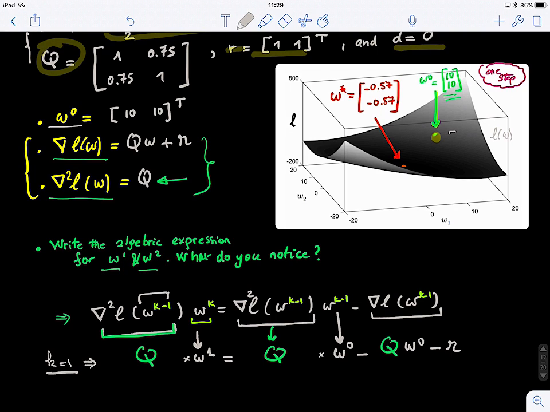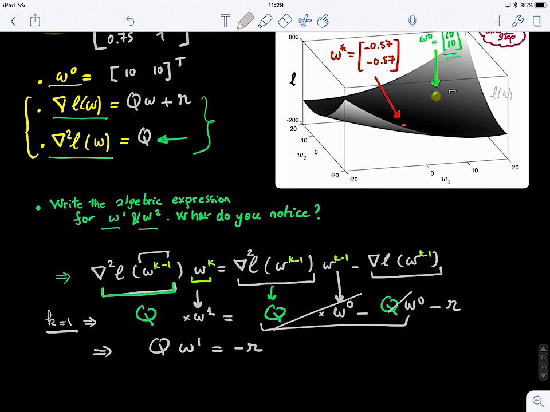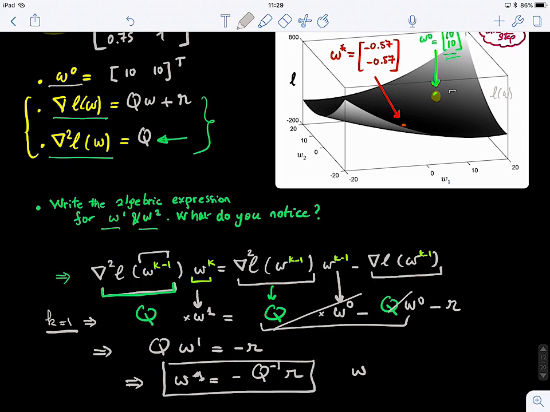So now these terms are equal. What do we have then? We have QW1 equals minus R. Then, if Q is invertible, and in this case it is, it's equal to minus Q inverted times R. Okay? Then if we compute also W2, what do you guys notice? It's exactly the same point. So we have converged in only a single jump, one step. That's it. So it's a constant, right?